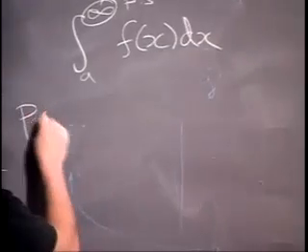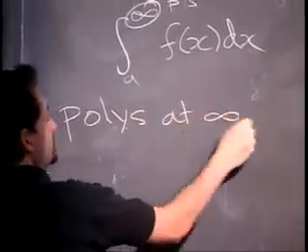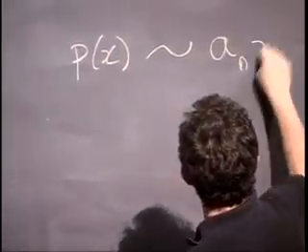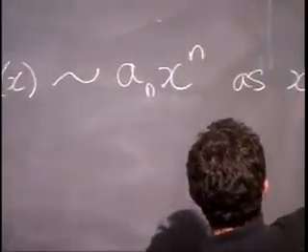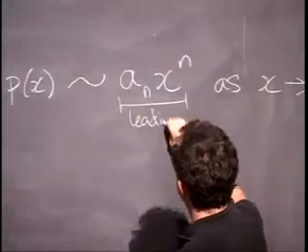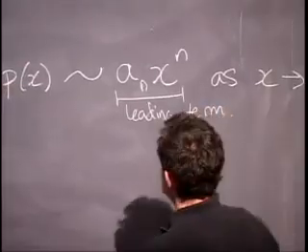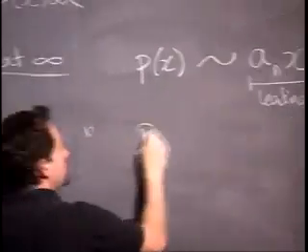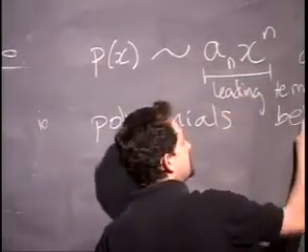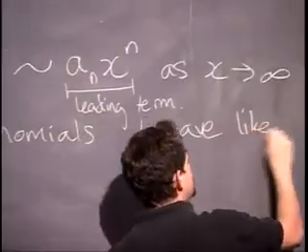Let's start with polynomials. Polys at infinity. So here is the principle. How do you deal with a polynomial when it's large? Well, if you have a polynomial, it behaves like its leading term as x goes to infinity, or minus infinity for that matter, where this is the leading term. I.e., what I'm saying is polynomials, in words, behave like highest degree term.